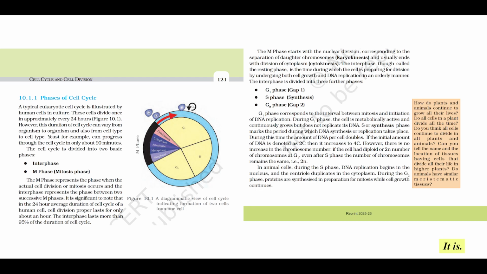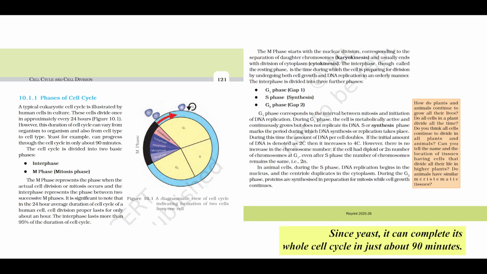95%, that's huge. It is, but remember, this duration isn't fixed across the board. It varies. For instance, yeast can complete its whole cell cycle in just about 90 minutes. Much faster. Right, so the 95% is a general idea for human cells.